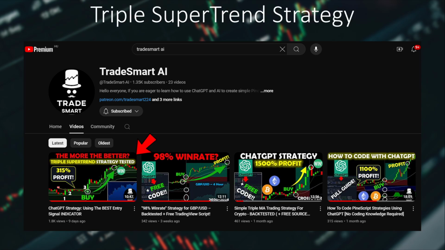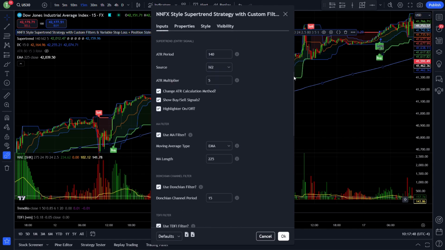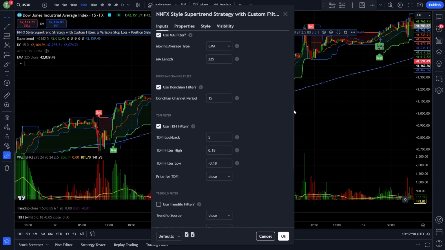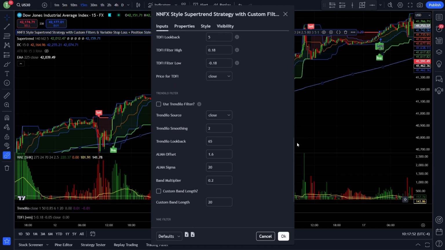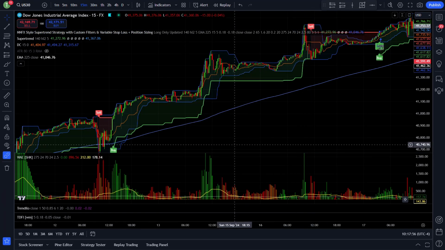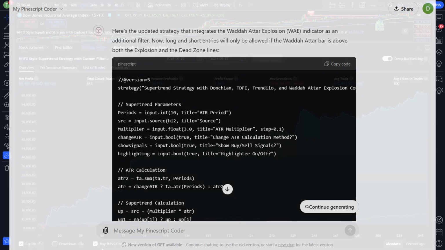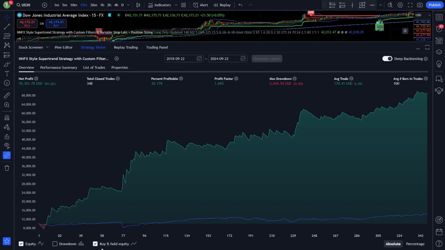I noticed you really loved my last strategy, the triple super trend, so I decided to create a highly customizable and complex NNFX-style strategy that focuses on the super trend. And the strategy is also equipped with several powerful filters. I built a strategy script entirely using ChatGPT, and after 3 days of coding and optimizing, I can confidently say that this is my best US30 optimized strategy yet.